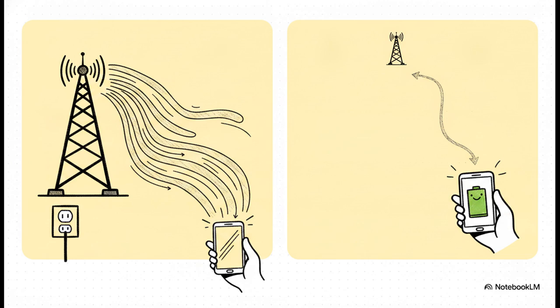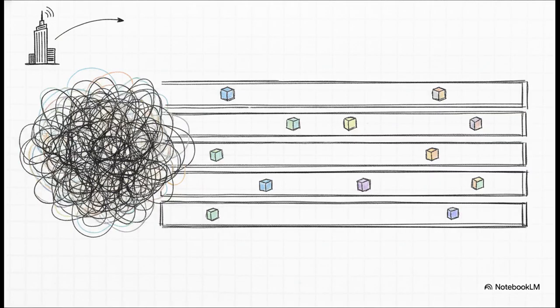Because let's face it, the base station has plenty of power plugged into the grid, but your mobile phone definitely does not. Think of OFDMA like taking a totally chaotic road and dividing it into hundreds of distinct, non-overlapping highway lanes that prevent data from crashing into each other.